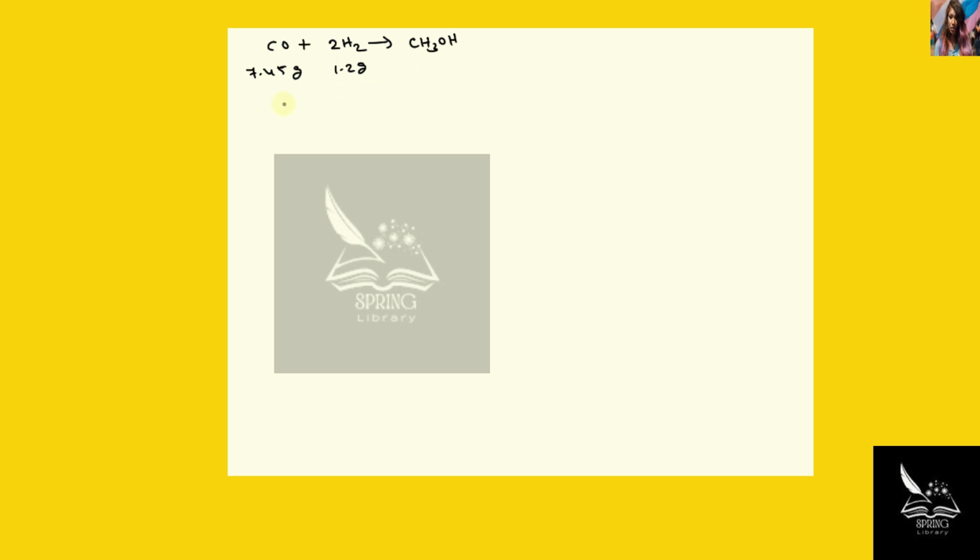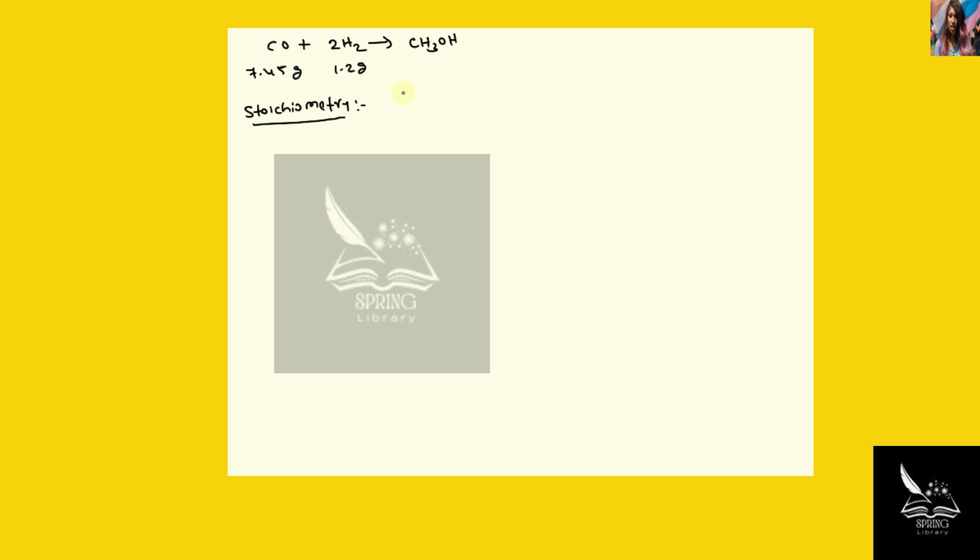Before that, we are going to learn about stoichiometry. What is stoichiometry? Stoichiometry is nothing but the amount of reactants and products involved in this reaction. Here the reactants are carbon monoxide and hydrogen. 1 mole of carbon monoxide and 2 moles of H2 are involved, and 1 mole of methanol is going to be produced. So this is our stoichiometry.